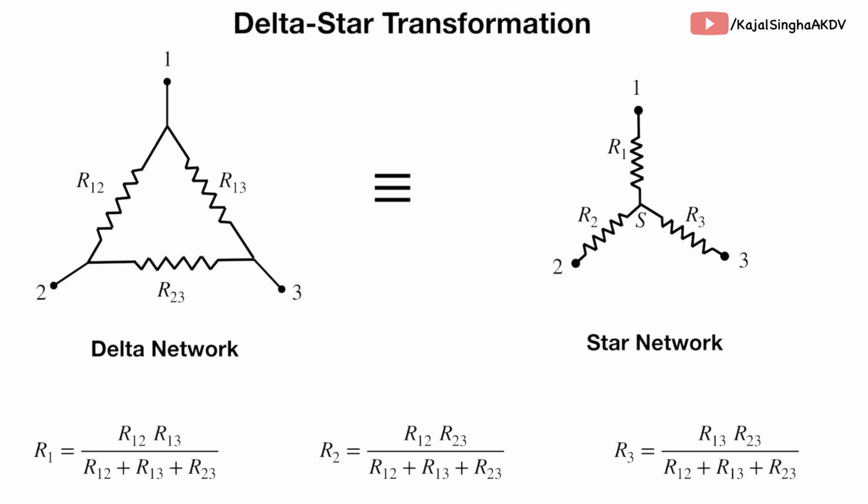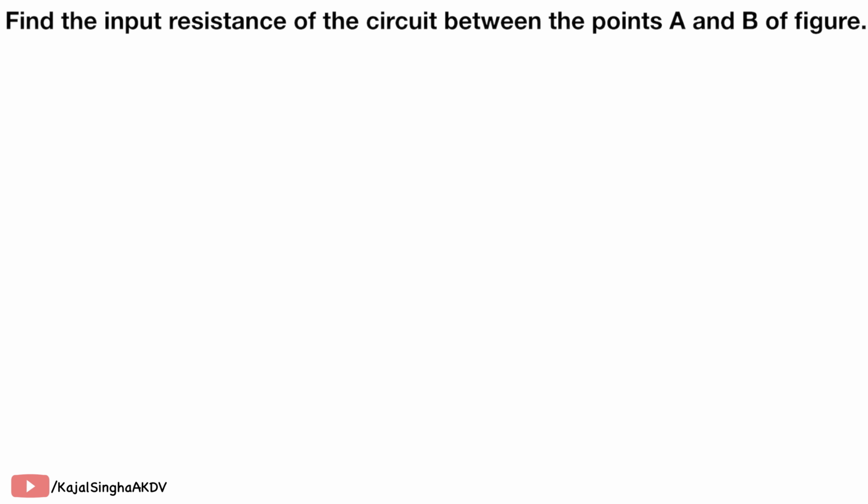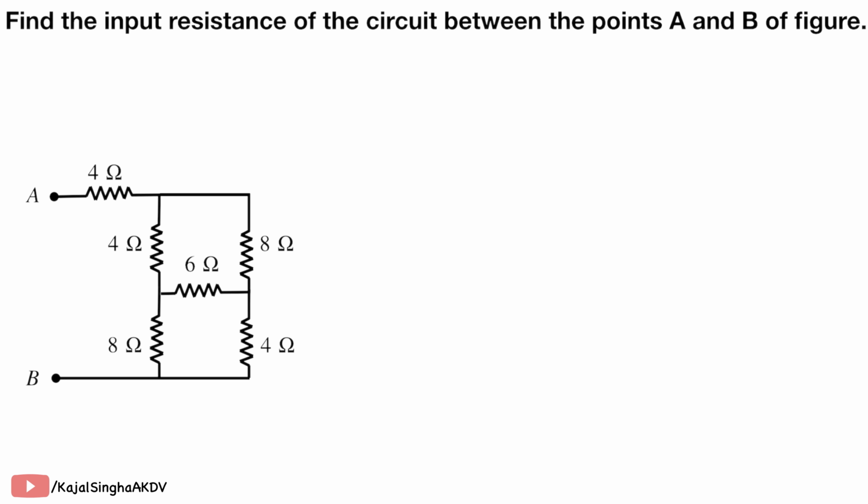Let us have an example. Here a circuit is given and we are told to find the equivalent resistance between points A and B. This type of network has no symmetry and this network is not a balanced Wheatstone bridge. If it was a balanced Wheatstone bridge, we may have cancelled the 6 ohm resistor, but here it is not possible because this circuit has no balanced Wheatstone bridge configuration.